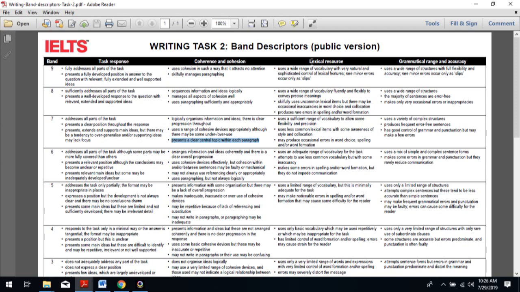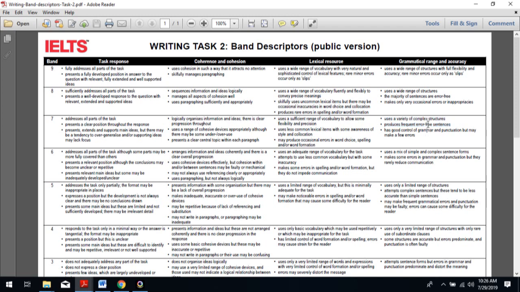Lexical resource, on the other hand, for band 7. Here you should use a sufficient range of vocabulary to allow some flexibility and precision. Uses less common lexical items with some awareness of style and collocation. You may also produce occasional errors in word choice, spelling, and word formation. But then again, take note of the word occasional. And then lastly, grammatical range and accuracy uses a variety of complex structures.